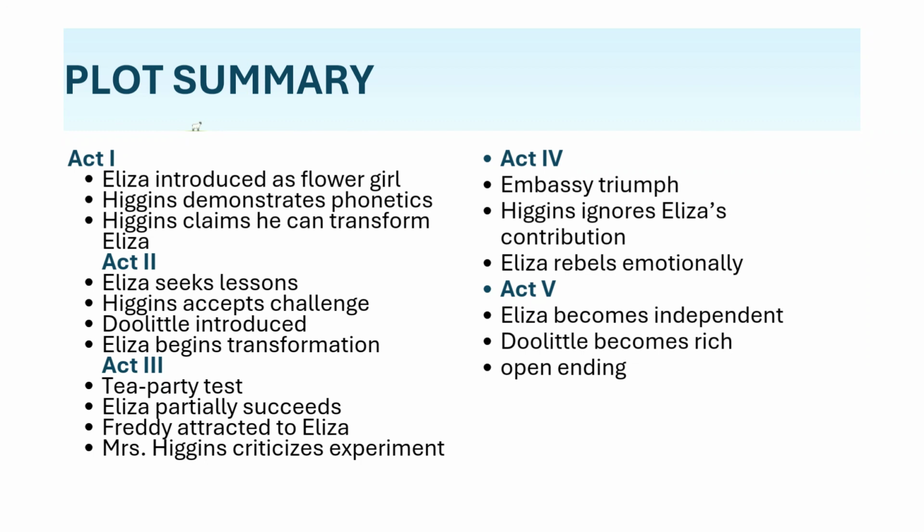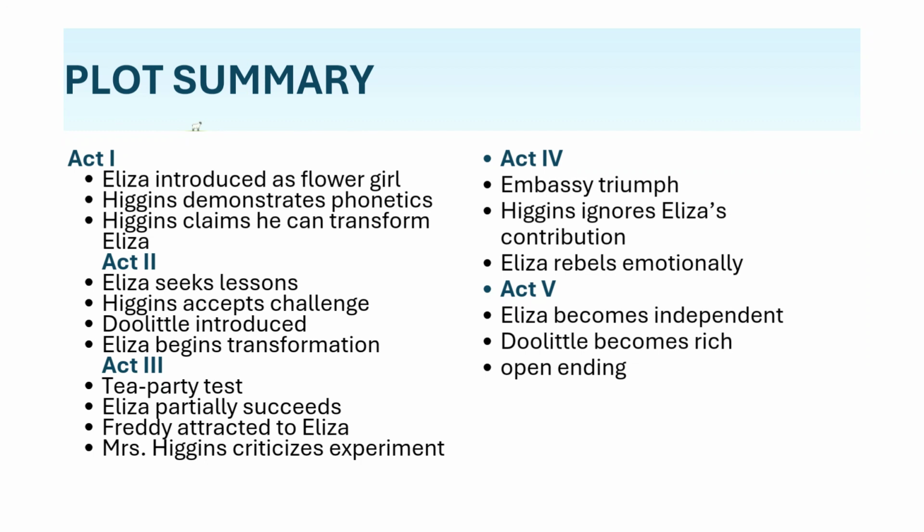Act 3 focuses on the first social test. At Mrs. Higgins' tea party, Eliza demonstrates her newly learned pronunciation and manners. Although she speaks correctly, some of her topics of conversation still reveal her working-class background. During this act, Freddie Ainsford Hill becomes attracted to Eliza, while Mrs. Higgins warns Higgins and Pickering that they are treating Eliza as an experiment rather than as a human being.